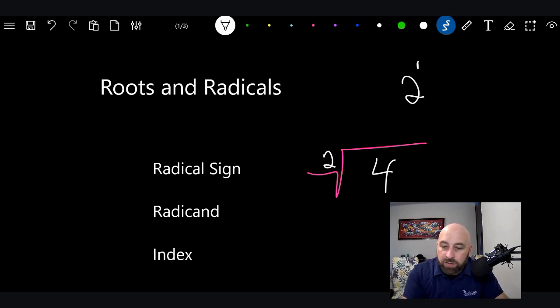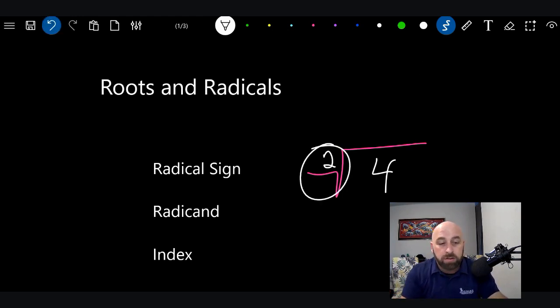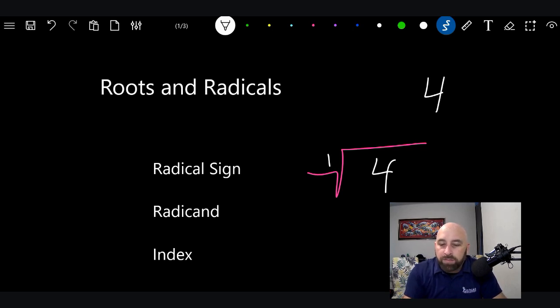Remember when we had 2 squared? This index is basically like the exponent right here. It's telling us what the power is, or what the power was. So in this case, when we have a square root, a 2 goes there. However, typically when we write square roots, we don't write anything. Why not? Because the understood root is a 2. What if this was a 1? Well, what if your exponent was a 1?